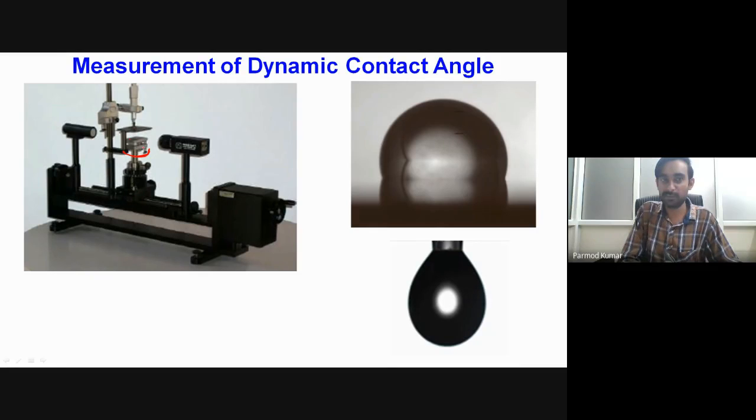So this is a three-axis platform, and over that we have a needle, and that needle is employed to create the droplet over the substrate. And over here we have a camera, and this camera will record the photograph of the droplet. And if we are measuring the dynamic contact angle, then obviously this should be a video camera which will record video of that phenomenon.